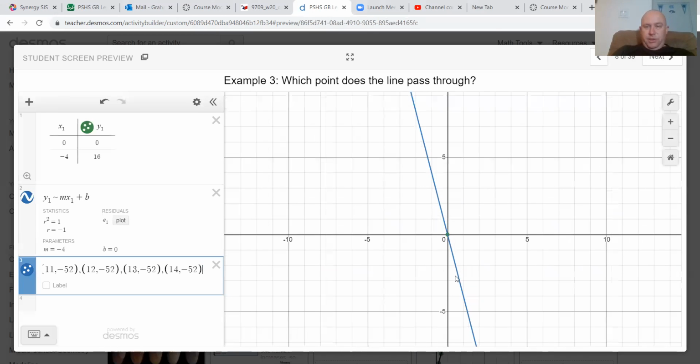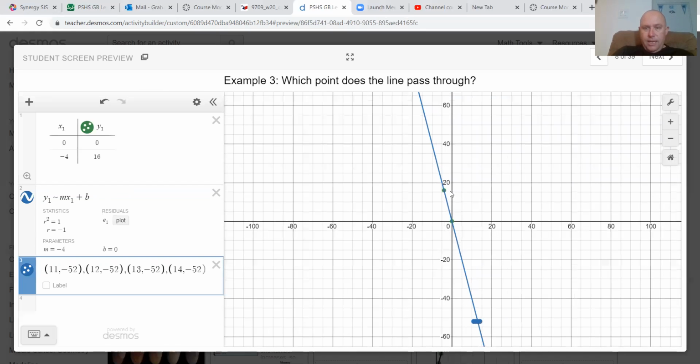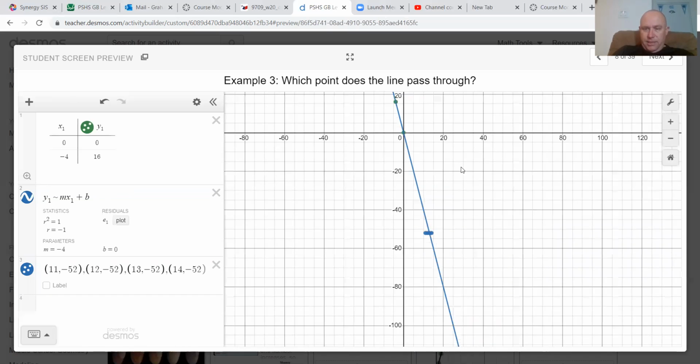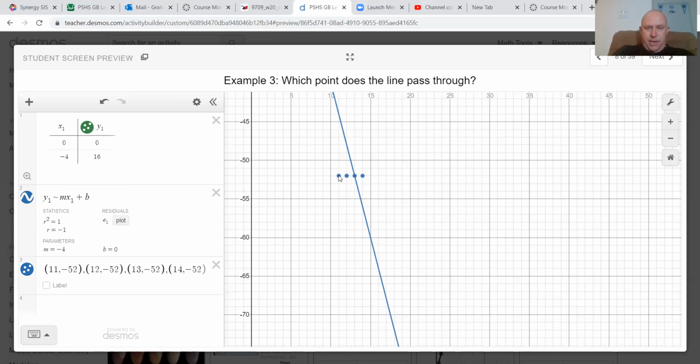Now, the other way I can do this question is, I typed in 0, 0, because I know all variation goes through 0, 0. I typed in -4, 16 as well, because that was the point in my question. And there we go. And then I typed in each of these answers. It's not easy to see here, so I'm going to zoom back in again. There we go. So this point here was 11, -44, 12, -48, 13, -52, and 14. And you can clearly see that the one that the line goes through is also 13, -52. So another very nice visual way of checking answers if you're not sure.